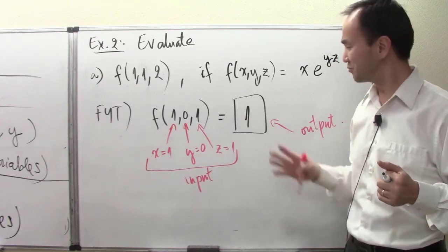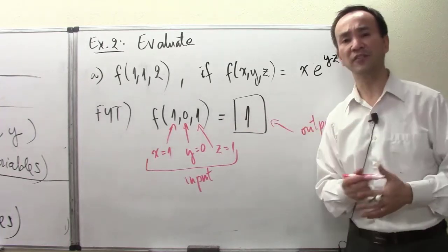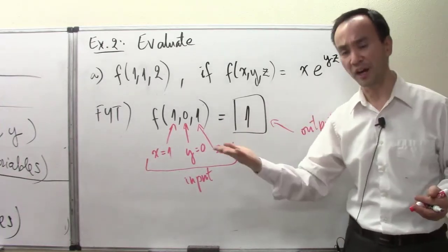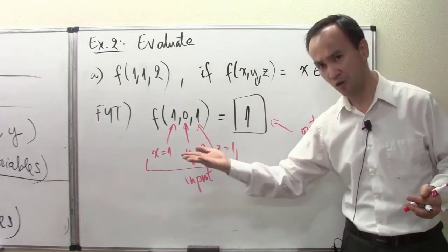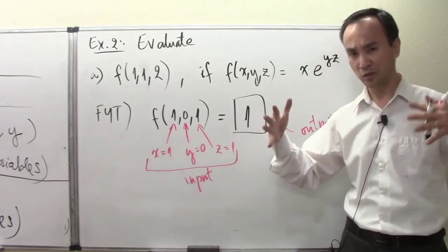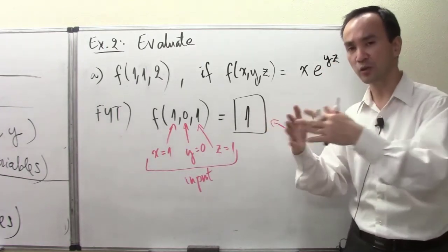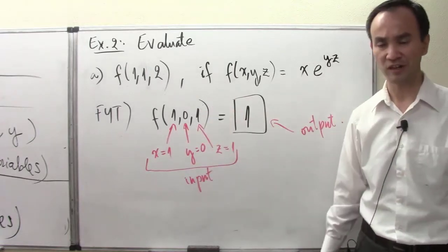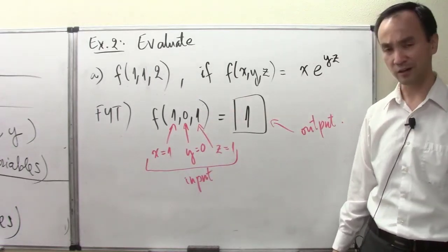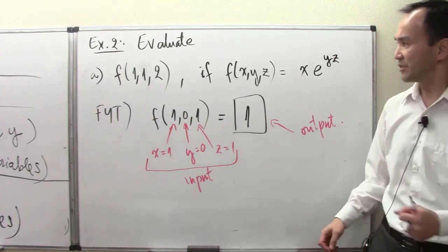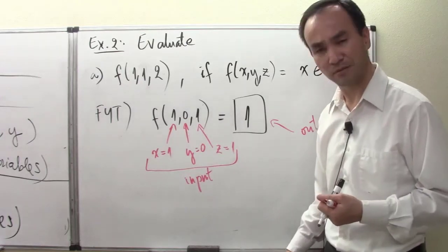So that's the whole idea of a multivariable function. We need more than 1 input variable value in order to determine different outputs of our function. All right, and now let's look at another problem.